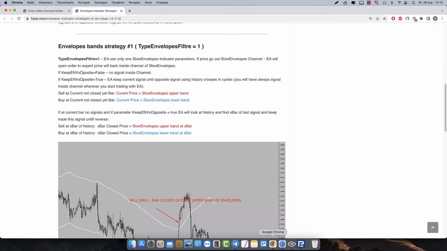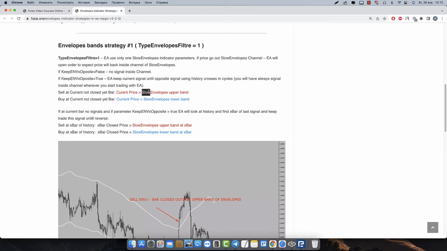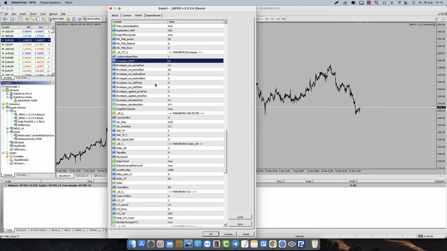In the video course it tells us that it uses only the slow envelope indicator, only one slow envelope indicator's parameters. So it means that the robot will not use the fast parameters in that type, envelope filter number 1. We can, but we don't have to, attach a visual template to understand which signals the robot generates for us and why it does this.